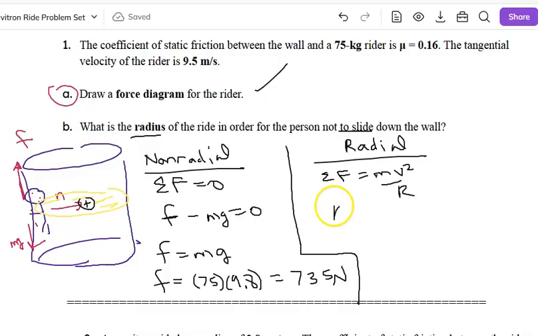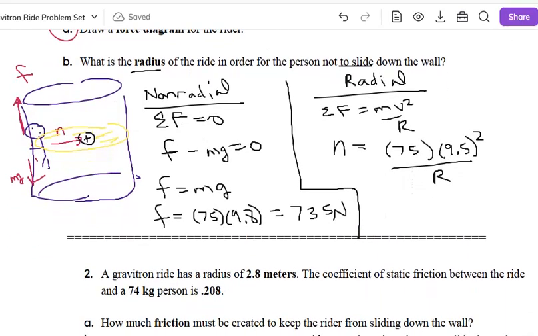So in this case, the normal force equals 75 times 9.5 squared over r. And r is what we're looking for. So it looks like we don't have enough to solve it. It's like I don't know the normal, I don't know r, but there's another thing we haven't used, and the connection between friction and the normal is fun.